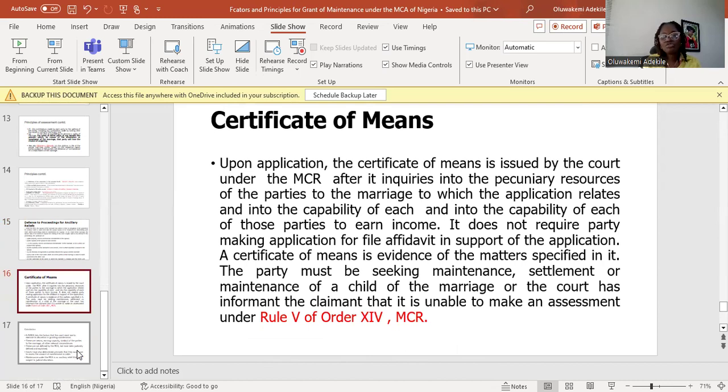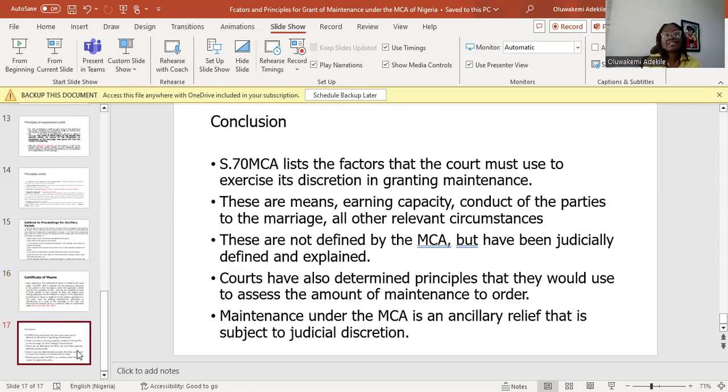The Matrimonial Proceedings Rules, Order 14, allows for the presentation of a certificate of means. The party making the application must be seeking maintenance, settlement, or maintenance of the child or the marriage, or the court has information that the claimant is unable to make an assessment under Rule 5 of Order 14 of the Matrimonial Causes Act. So the certificate of means is issued by the court after it has inquired into the pecuniary resources of the parties to the marriage to which the certificate relates, to say what exactly is the status of their finances and other things.